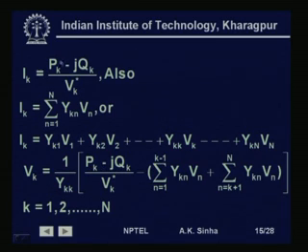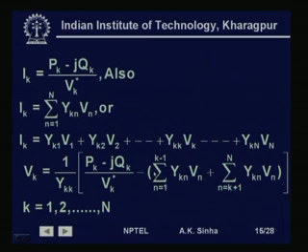this is for I k we are writing, minus all these terms except this term. So, n is equal to 1 to k minus 1 of Y k n V n plus n is equal to k plus 1 to N of Y k n V n. So, this is the equation that we get. That is what we have done: we have tried to write the equation for finding V k, where k is equal to 1 to N. That is, for each bus we can write this equation.